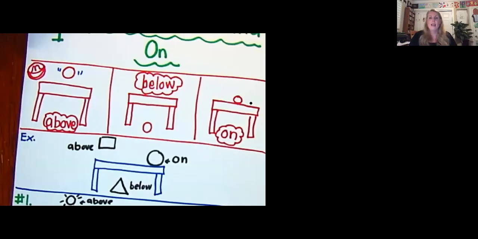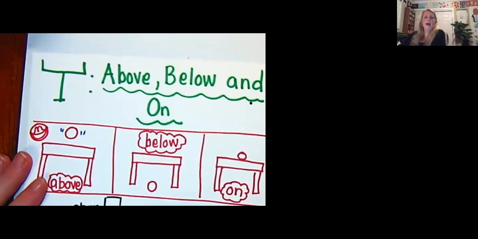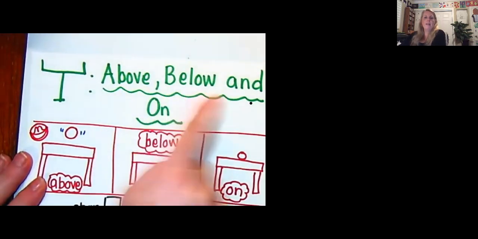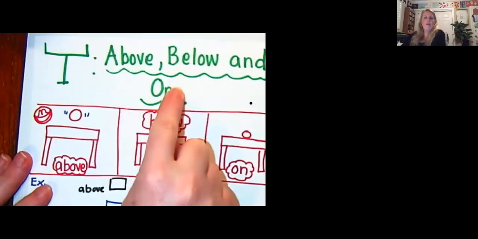And so we're on our second lesson, and we're going to go ahead and look at a paper together. And it is lesson 15 2. And what we're doing today is called above, below, and on. So let's look at our vocabulary words.